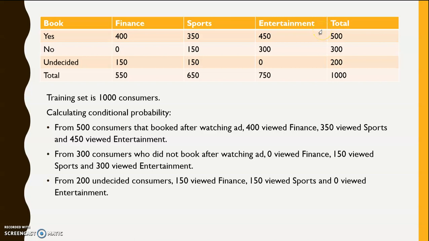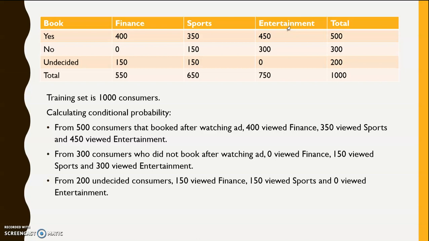So let's say we have 1,000 consumers for our training set. And here on the left column, we see the target variable of book, with three classes: yes, no, or undecided. Here, finance, sports, and entertainment represent the websites that these consumers have visited.